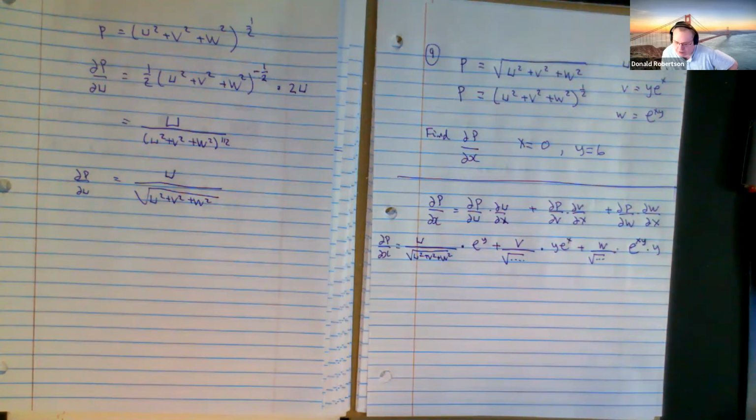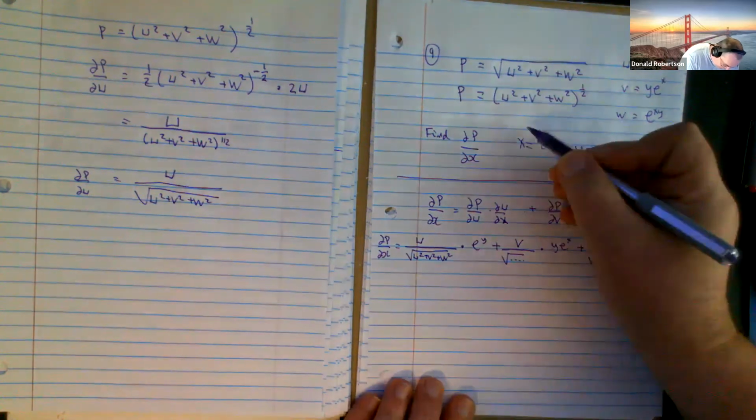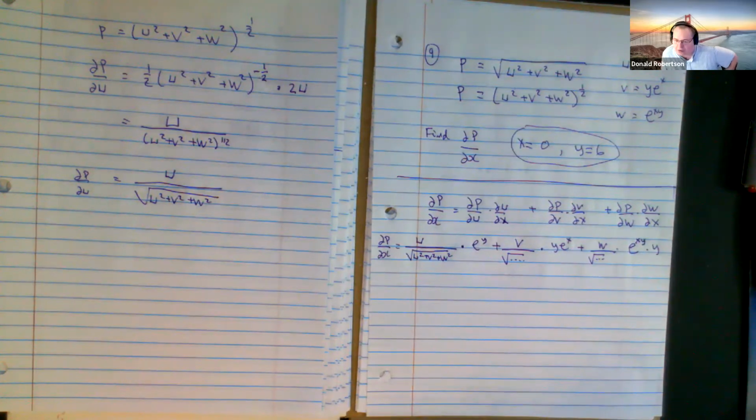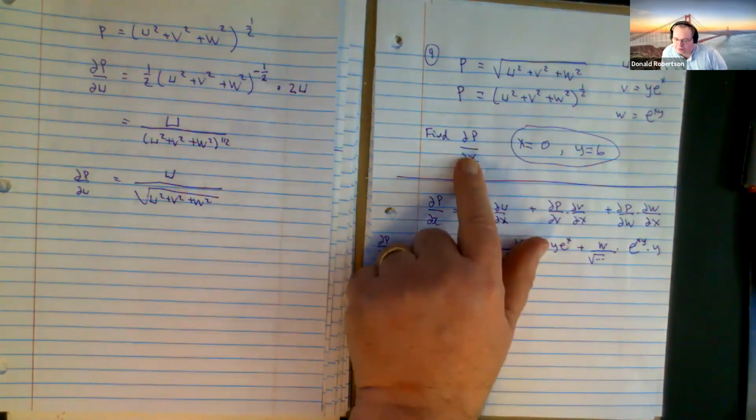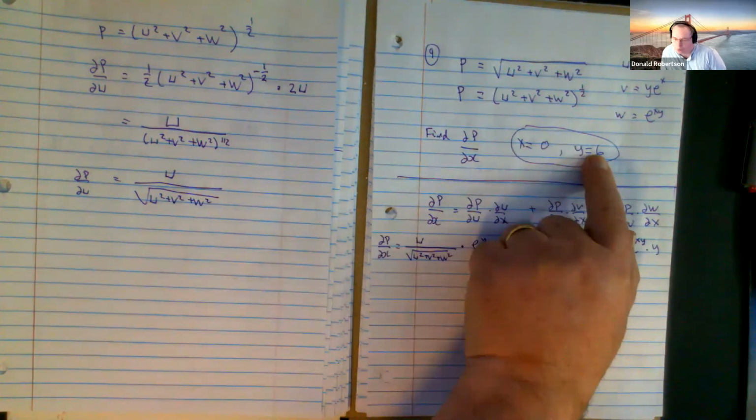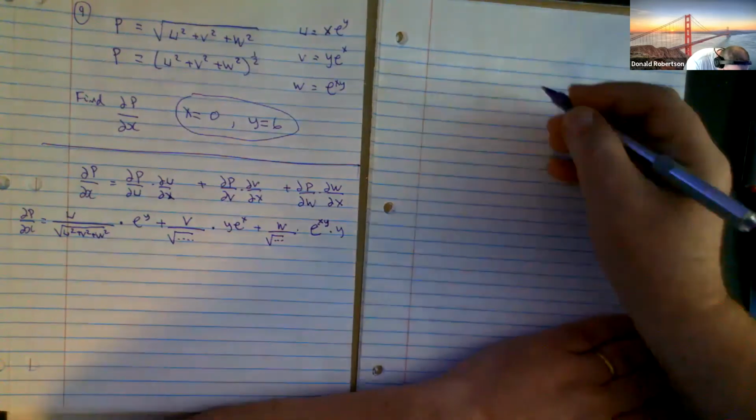So far, so good. Now, this thing is horrendously ugly, and I still haven't figured out how this is going to come into the mix, because they want to know the value of this. So that means a number, and they want to know it when x is 0 and y is 6. So I'm going to do a little bit of work over here.